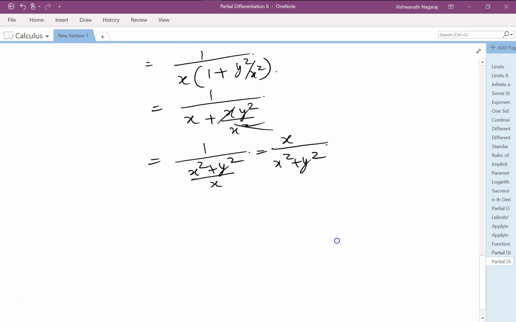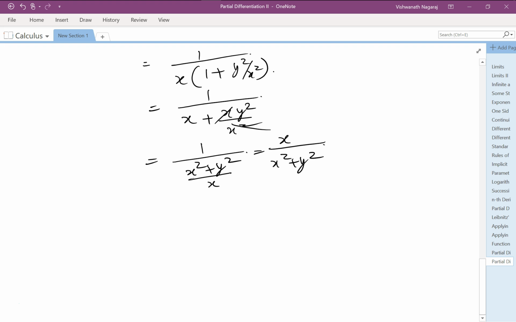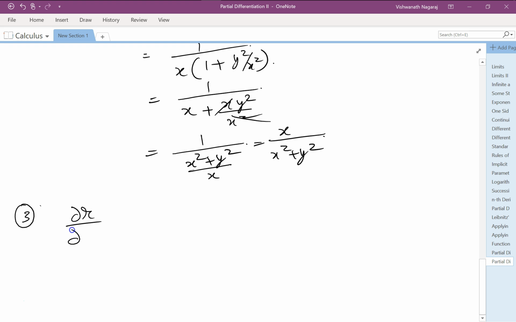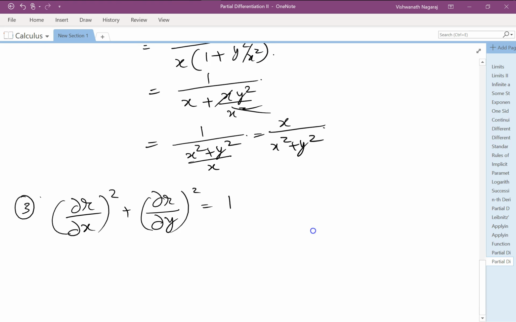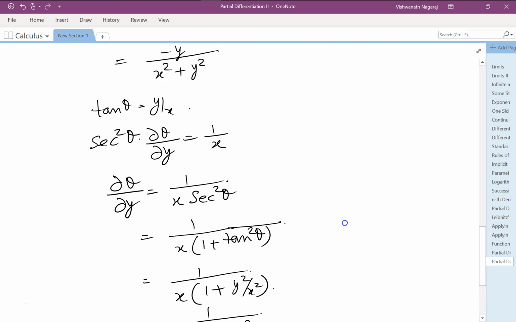Okay. Now, that was the second problem. Let's look at the third problem. Dou r by dou x, the whole square, plus dou r by dou y, the whole square, is equal to 1. Now, dou r by dou x we have already done.